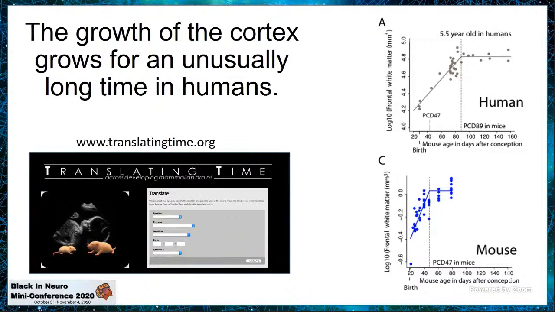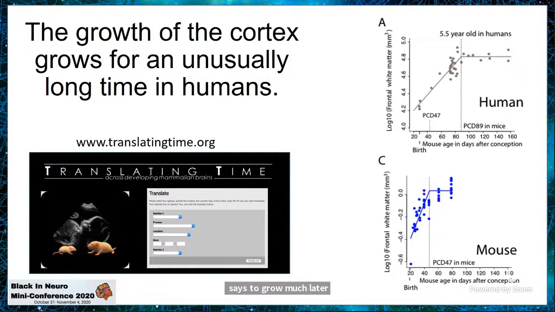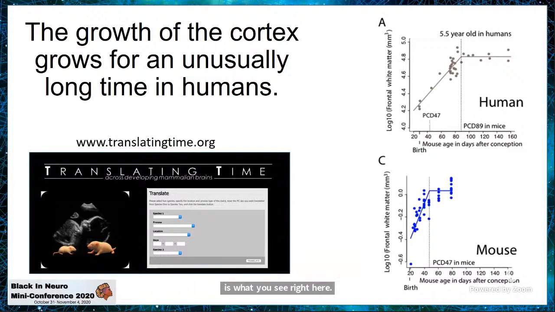For the humans, which is what you see right here, the white matter ceases to grow at 5.5 years of age, which is the top graph, while in mice it ceases to grow 20 days after birth, which is in the bottom graph seen here. On the y-axis, we see the area of white matter in comparison to the days after conception on the x-axis.